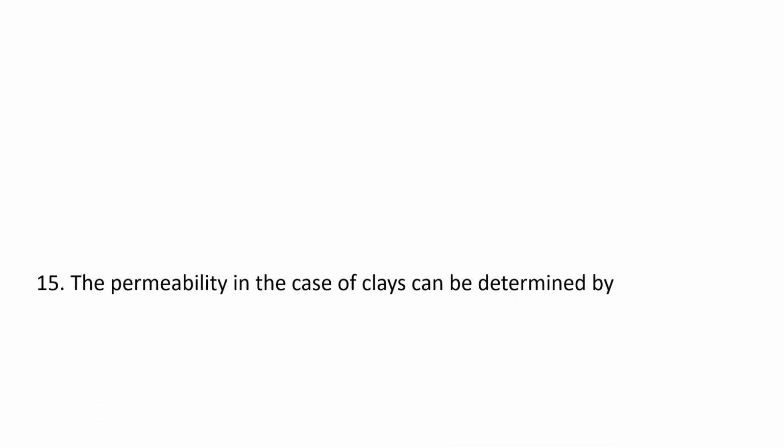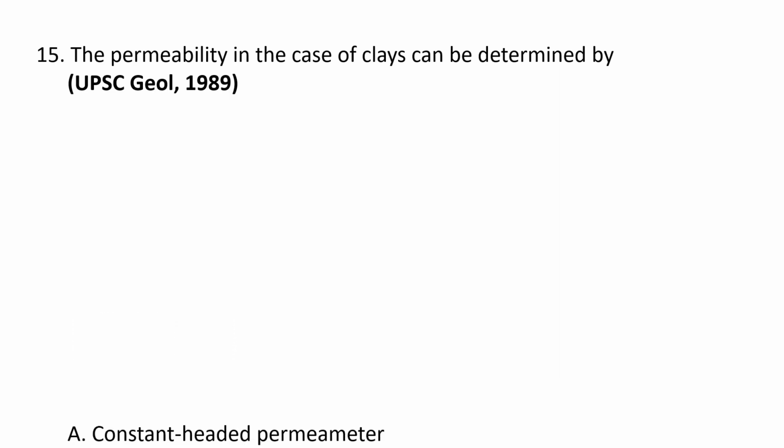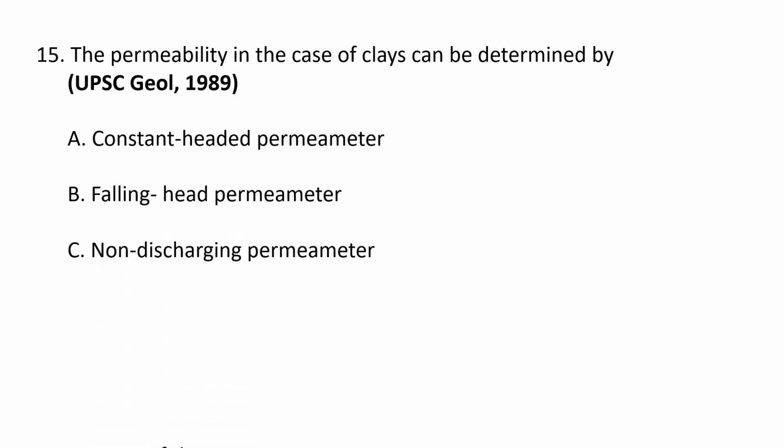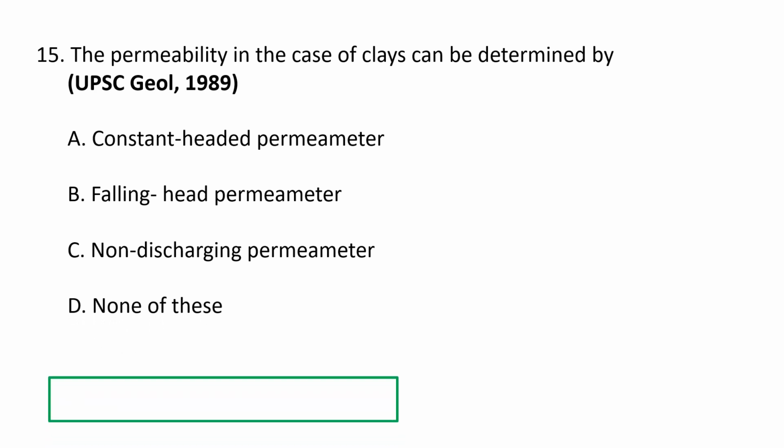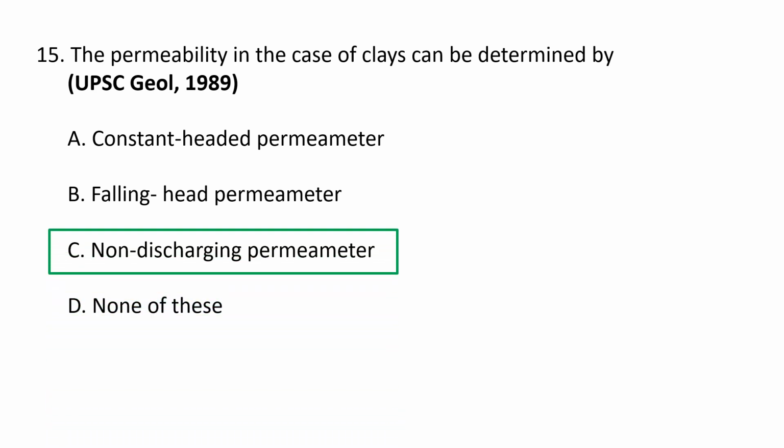Next question. The permeability in the case of the clays can be determined by A. Constant head permeameter, B. Falling head permeameter, C. Non-discharging permeameter, D. None of the above. So correct answer is the permeability in clays is determined by non-discharging permeameter.